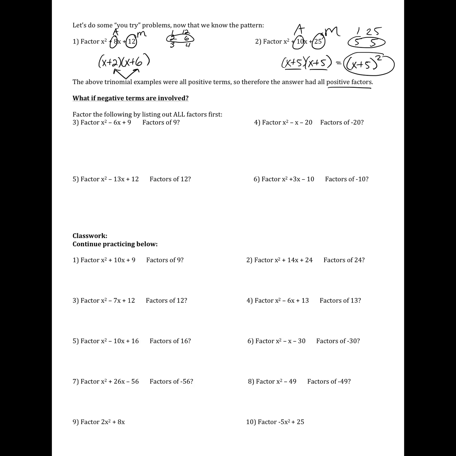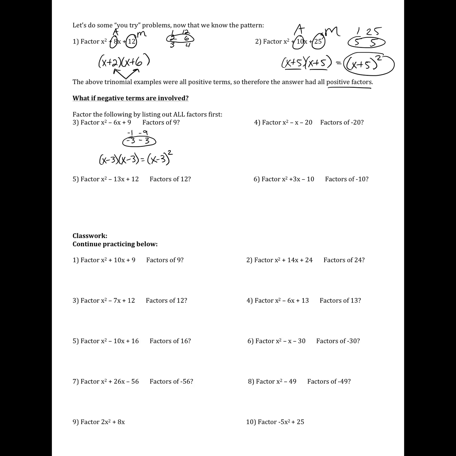So let's think about the factors of 9 that are both negative: -1 and -9, -3 and -3. Which of those would add to give us -6? Well, -3 and -3. So my answer is x minus 3, x minus 3. And yes, we can simplify that and write it as x minus 3 squared.